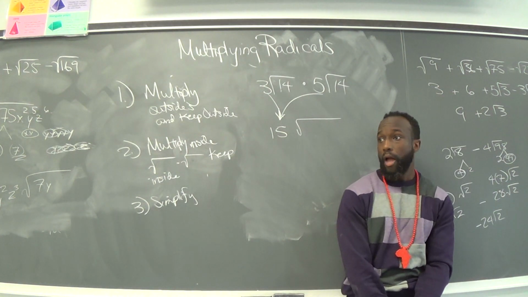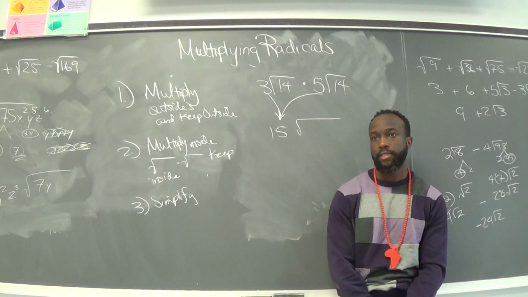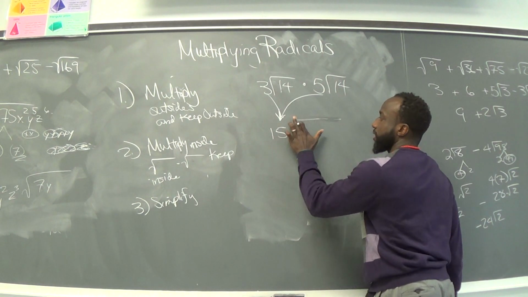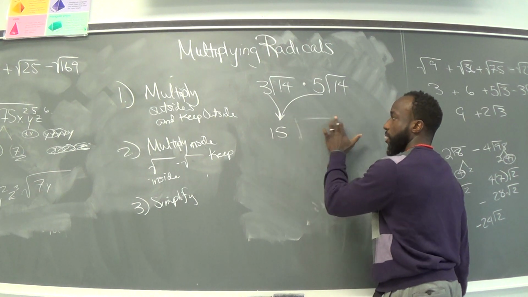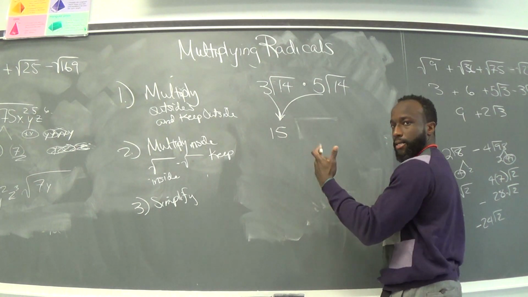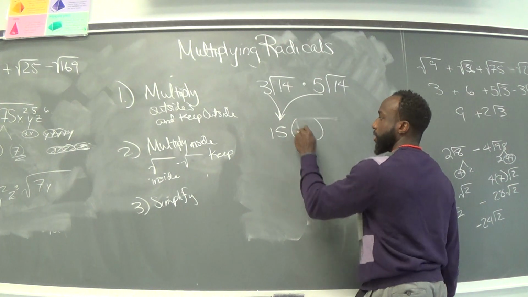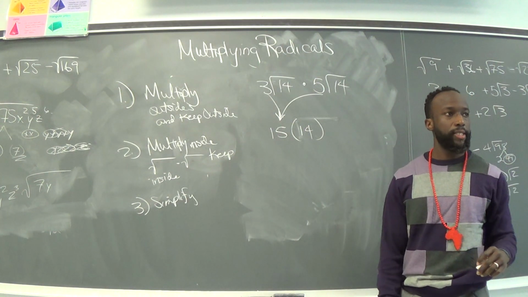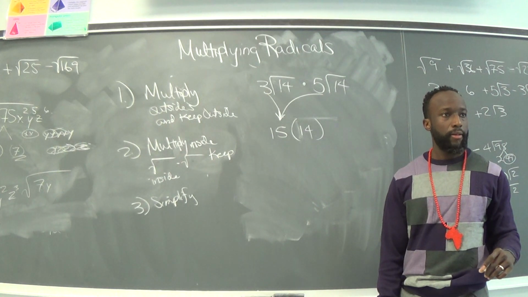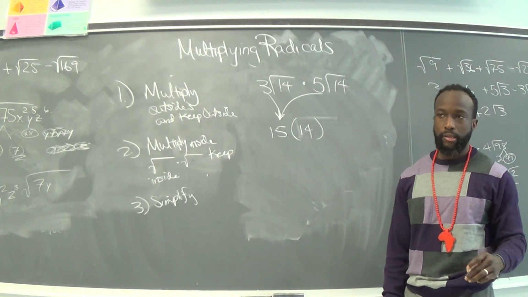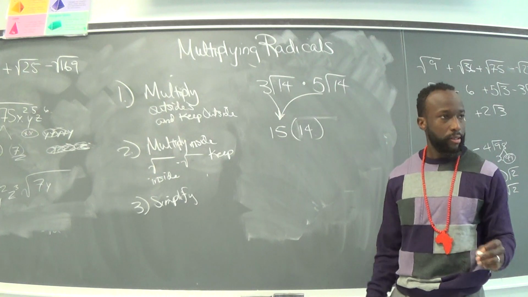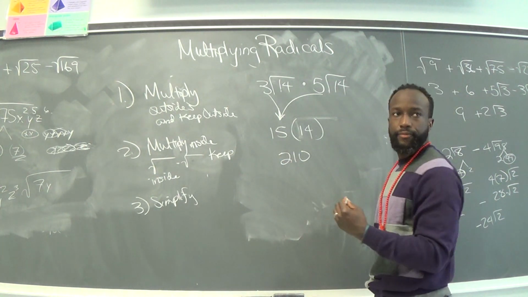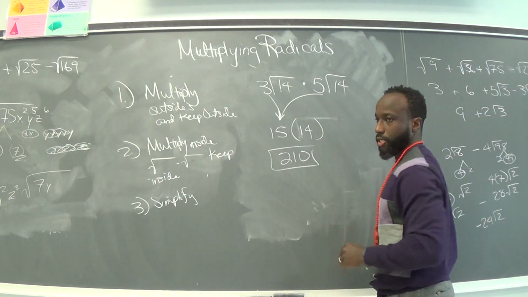196. Okay. Yeah, 196. But you don't even have to do that, right? Since it's the square root of a number times the square root of the same number, it's just 14, right? So then it's 15 times 14, which is 210, right? And that is your answer.